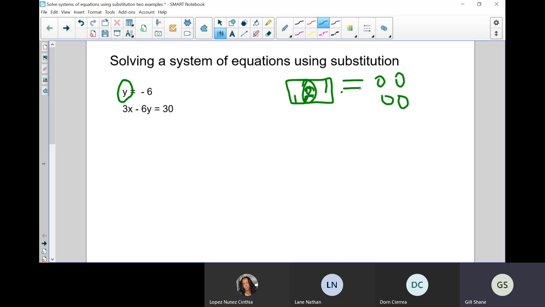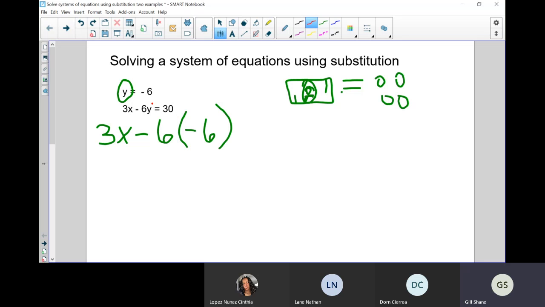That's what it equals. So I could either have y in the equation, which I do right now, or I could have -6 in the equation, which is what I'm about to do. So instead of using y, I'm going to replace y. I'm going to substitute. And I'm going to say 3x minus 6 times -6.